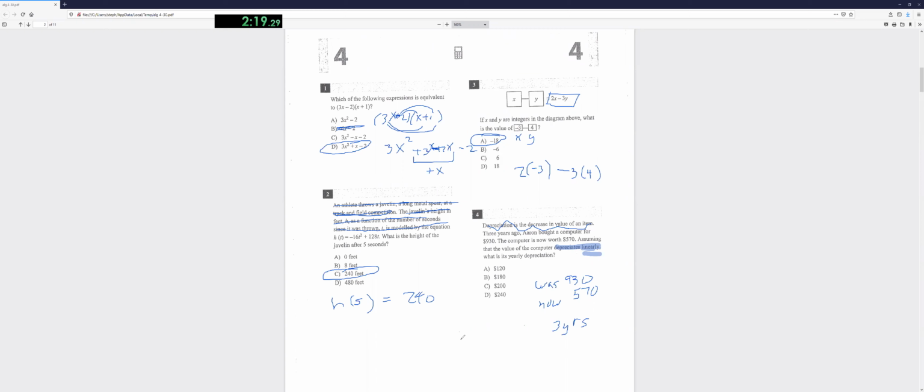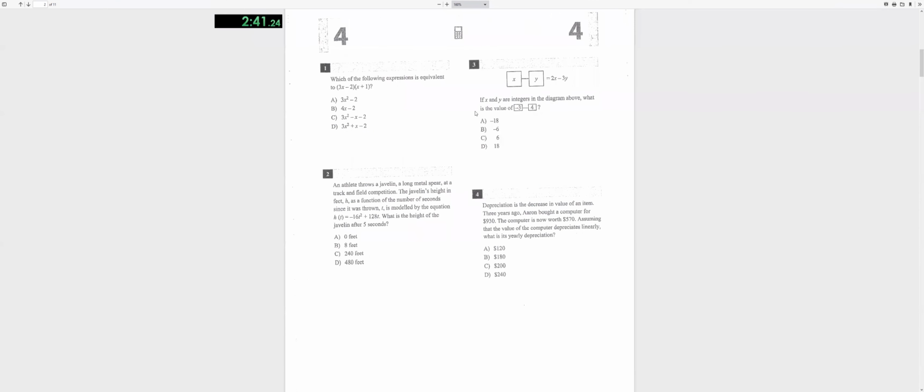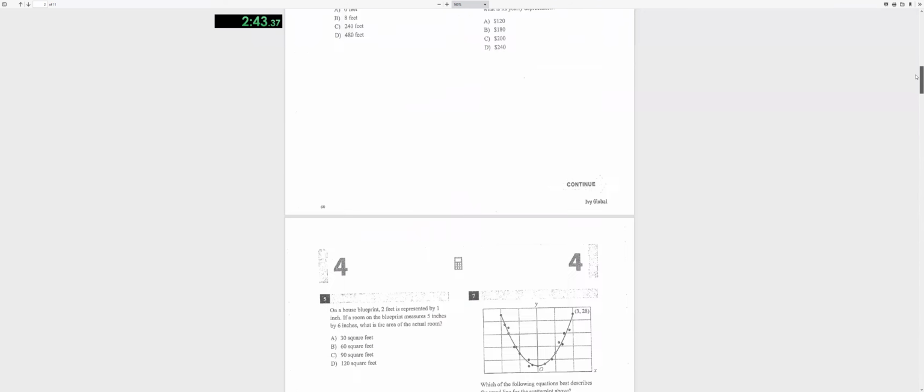So 930 minus 570 divided by 3 will give us our slope. And so we just need to ask, what is that? Calculator: 930 minus 570 is 360, divided by 3 is 120. So it's losing $120 of its value each year. All right, there is one page down. Let us scroll to the next screen.